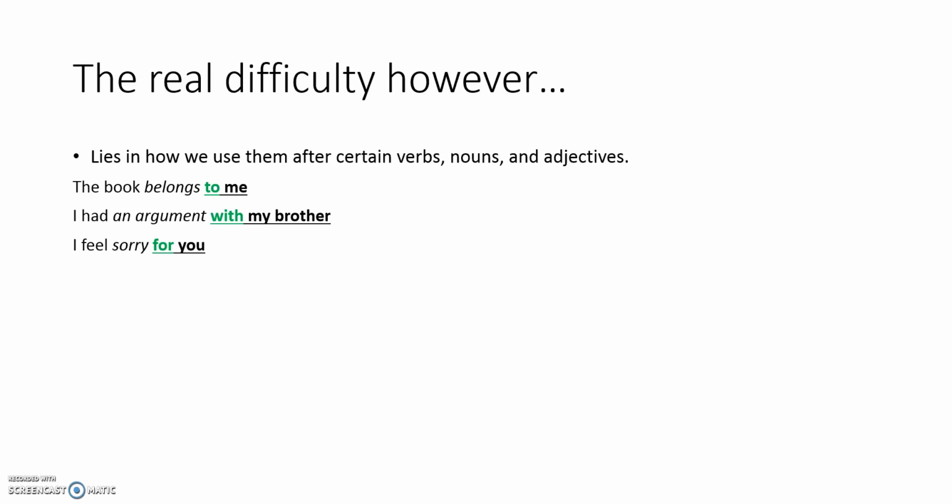So the book belongs to me would be in Swedish, boken tillhör mig. In this case, we don't even use a preposition in the Swedish version. Another example: I had an argument with my brother. Jag bråkade med min bror. Or I feel sorry for you. In all these cases, belong, argument, and sorry take a preposition after them that is specific to those words.